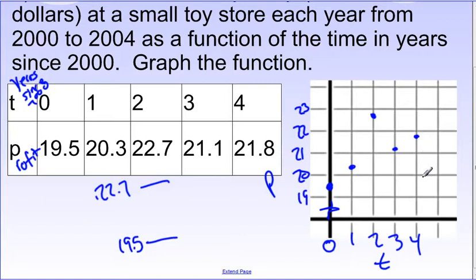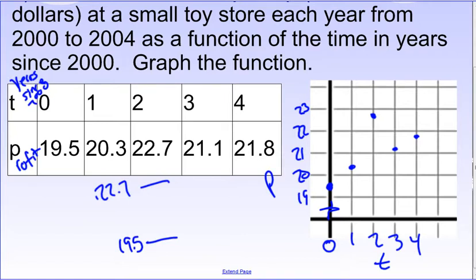Now, that is a function, because each input only had one output. It does not look like a straight line, and that's okay. Not every function will. Sometimes you're going to get functions that are really scattered about, and it's okay. As long as each input has one output, it's a function.